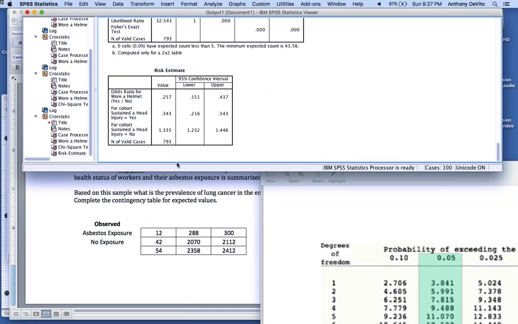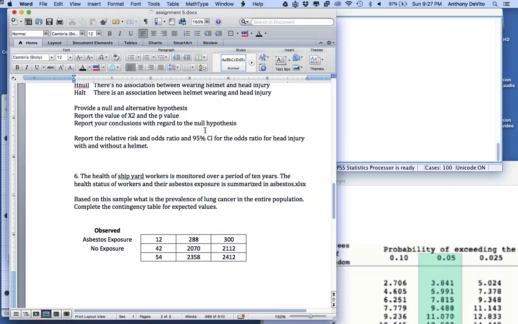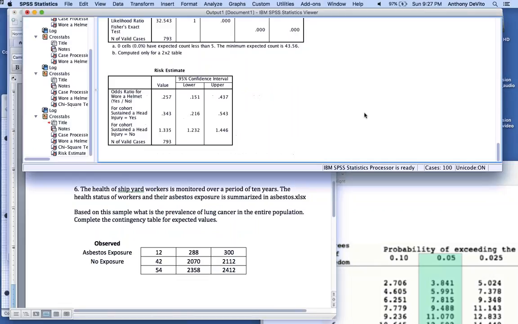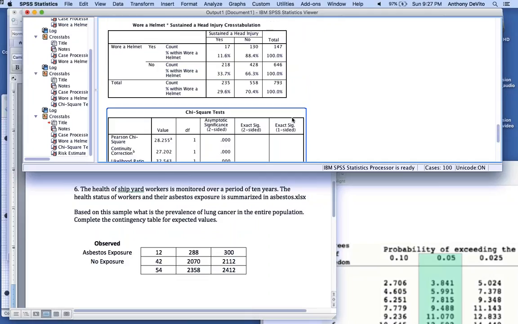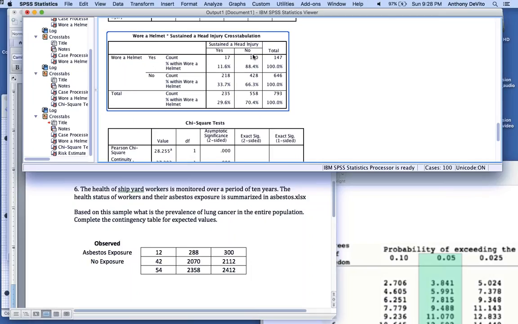Okay, so we can say that we can reject the null hypothesis that there is no association and accept the alternative hypothesis that there is an association between wearing a helmet and head injury. One other piece of information that we can glean from this is, if there was no difference between the rate at which people that wore a helmet had a head injury or didn't wear a helmet had a head injury, what would you expect the relative risk or the odds ratio to be? Anybody want to hazard a guess at what you would expect those numbers to be? One, exactly.